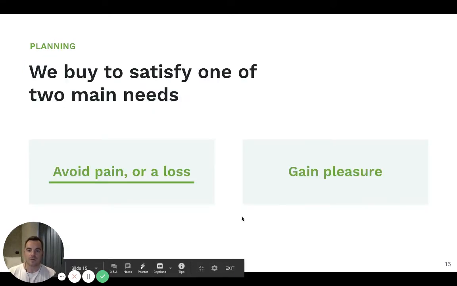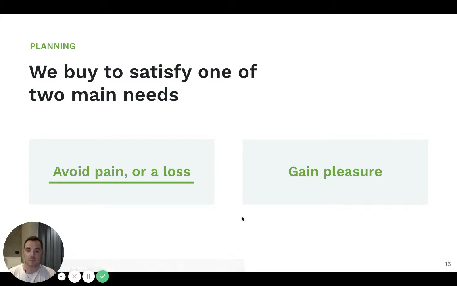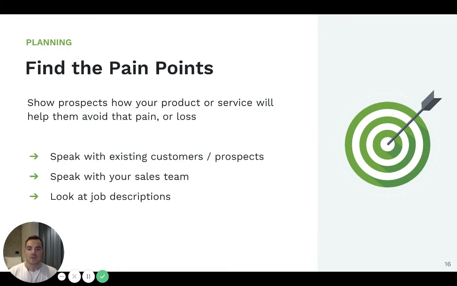And it's also a very good point to remember that when we buy as human beings, we buy to satisfy one of two main needs. That is a need to avoid pain or loss, or a need to gain pleasure. And when it comes to B2B sales, avoiding pain or loss is a much more powerful message to communicate with when you're trying to convince people to reply and start a conversation with you. So also during the planning stage, you want to be thinking about the pain points, and this is important as you want to show prospects how your product or service will help them avoid that pain or a loss.